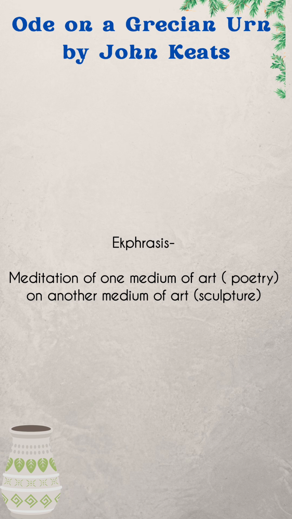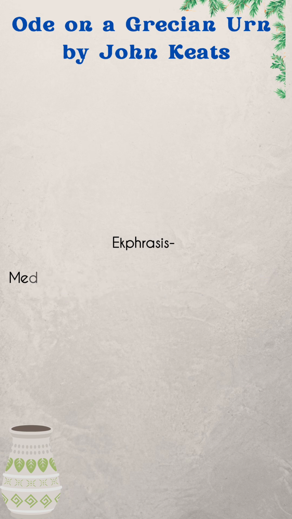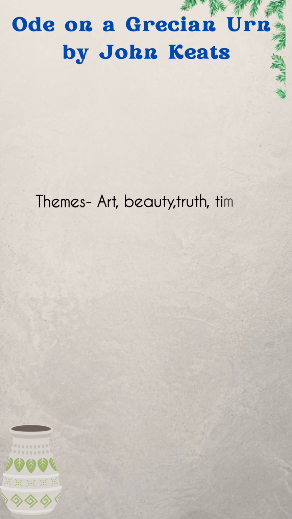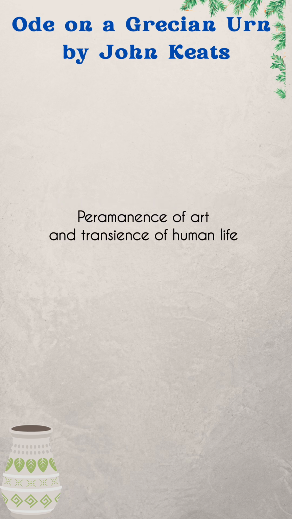Here, Keats wrote a poem on an urn. The main themes in this poem are art, beauty, truth, time, etc. Here the poet distinguishes between the permanence of art and the transience of human life.